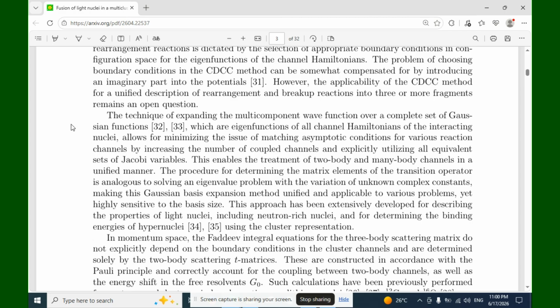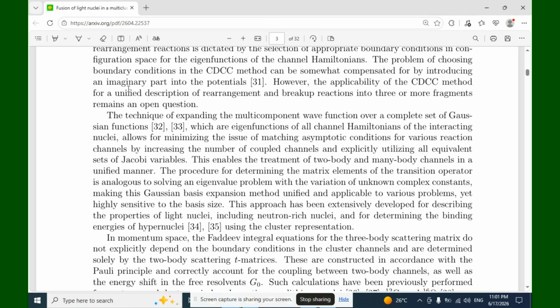The technique of expanding the multi-component wave function over a complete set of Gaussian functions, which are eigenfunctions of all channel Hamiltonians of the interacting nuclei, allows for minimizing the issue of matching asymptotic conditions for various reaction channels by increasing the number of coupled channels and explicitly utilizing all equivalent sets of Jacobi variables. This enables the treatment of two-body and many-body channels in a unified manner. These procedures for determining the matrix elements of the transition operator are analogous to solving an eigenvalue problem with the variation of unknown complex constants, making this Gaussian basis expansion method unified and applicable to various problems, yet highly sensitive to the basis size.